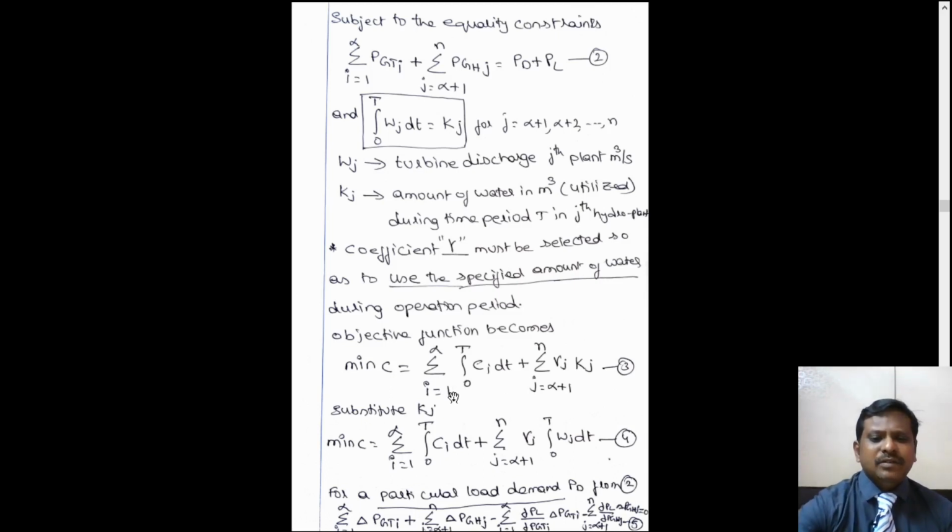Here, the sum over i equals 1 to alpha of the integral from 0 to t of Ci dt, including the thermal plants, plus the total number of plants in the hydro, which represents gamma j and kj. But kj is nothing but the integral from 0 to t of wj dt. Now substituting this equation, you will be having this equation, right? So next one is for a particular load demand PD.